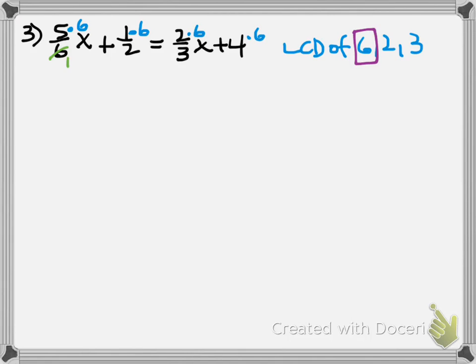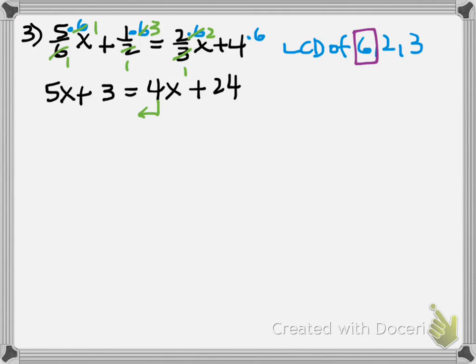So 6 goes into itself once and into itself once. 2 goes into itself once and into 6 3 times. 3 goes into itself once and into 6 twice. And then there's no denominator here, so I'm just going to multiply out. So 5x times 1 is 5x, plus 1 times 3 is 3. 2x times 2 is 4x, and 4 times 6 is 24. I look for any like terms. I don't have any, so I'm ready to do opposite operations.